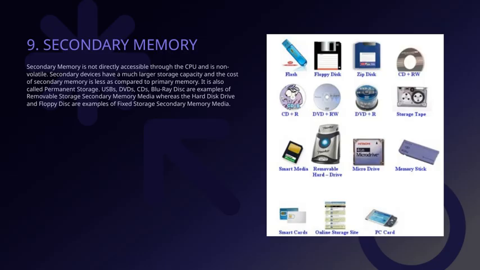You'll find examples like USB drives, DVDs, CDs, and Blu-ray discs, which are considered removable storage media. These are portable and easy to take with you. On the other hand, we have fixed storage media like the hard disk drive and floppy disk, which stay inside the computer and are used for permanent data storage. Understanding these distinctions helps us see how data is stored and accessed in different ways, supporting the overall theme of how computers manage and store information efficiently.